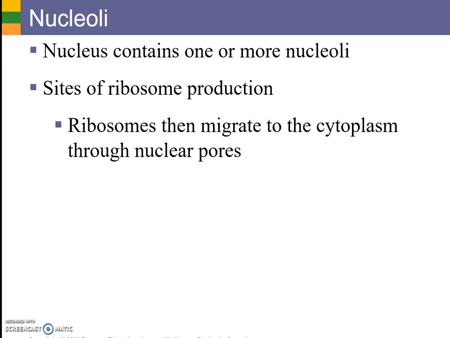As we said, there can be more than one nucleolus, but its main job is that's where our ribosomes are produced, and then they can actually move through the nuclear pores and either go and attach themselves to an endoplasmic reticulum, or they can even float around freely in the cytoplasm.